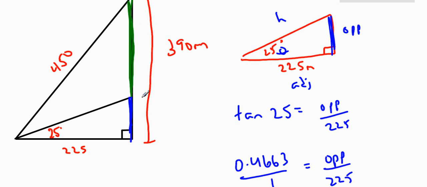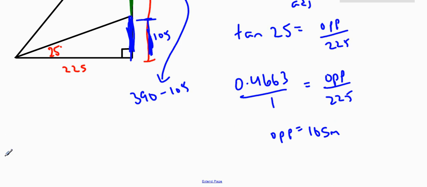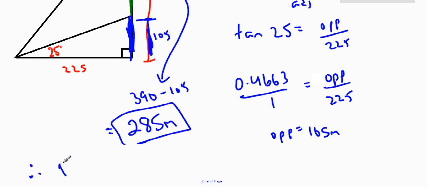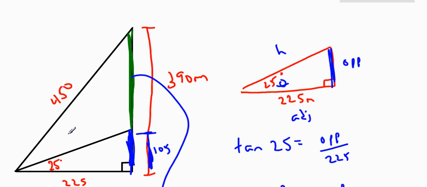So back to my diagram, this is 105 meters, which means the green part must be 390 minus 105, which is 285 meters. Therefore, the balloon rose 285 meters. So that was interesting. I thought I'd have to use sine law, and I didn't. All trigonometry.